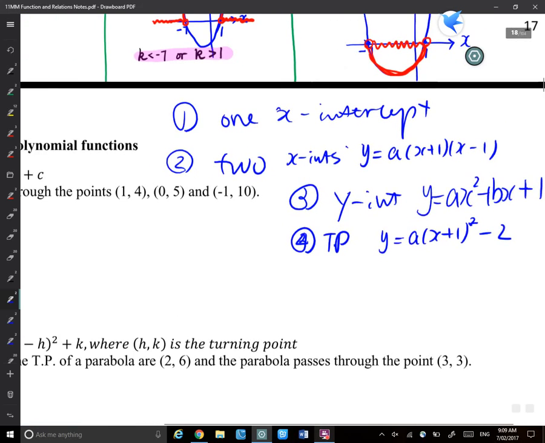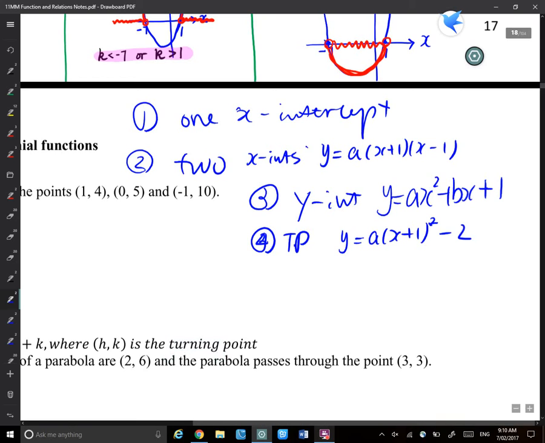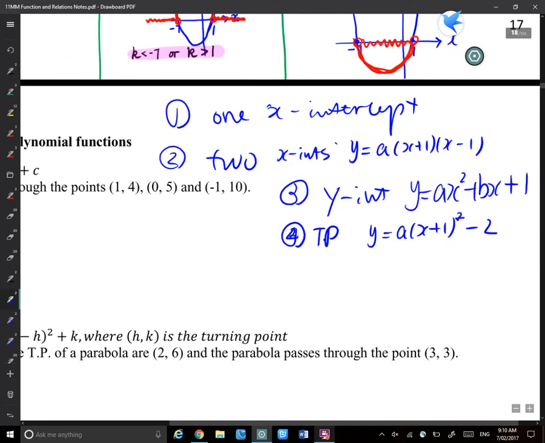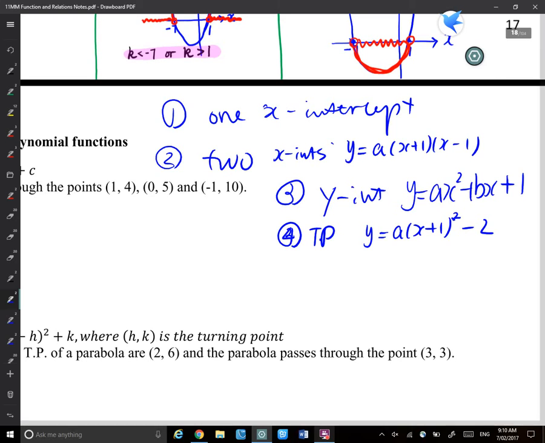So we have a lot, maybe 10 types, but those are the normal ones we talk about. So that's when we use this knowledge to find equations for quadratics.